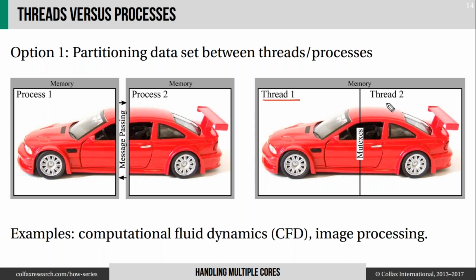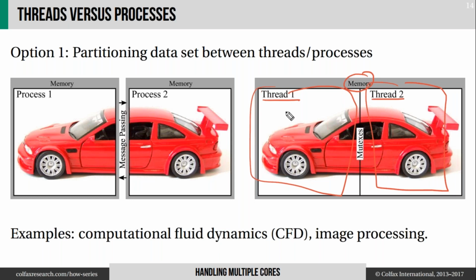Threads are streams of instructions within a process which share memory. And threads are a different way to occupy multiple cores. You have one process, but it has multiple streams of instructions. One stream is responsible for the left-hand side of the simulation domain, the other for the right-hand side of the simulation domain.